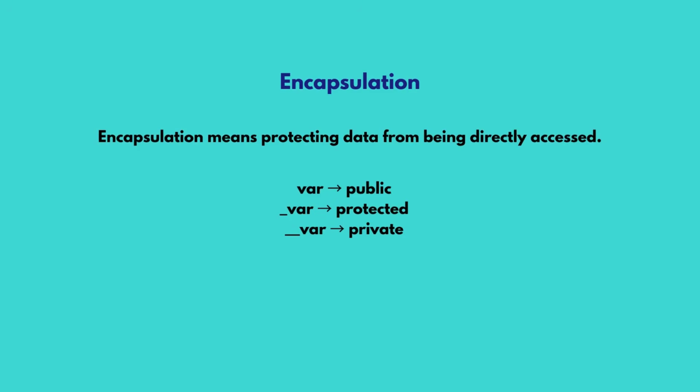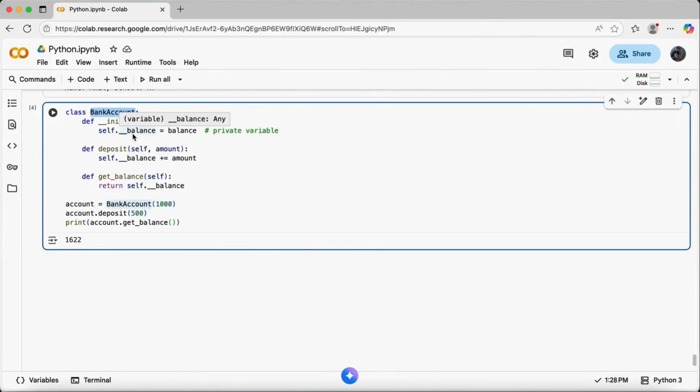This is how we define our variables. If we define it without any underscore, it will be a public variable. If we define it with a single underscore, it will be a protected variable. And if we want to make it private, we use a double underscore with our variable. So let me take you to the Google Colab, and I will demonstrate how we can achieve encapsulation.